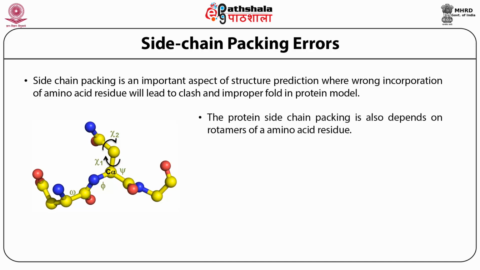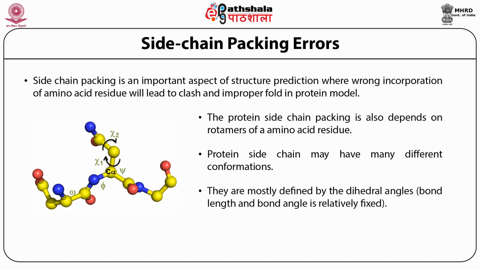So protein side chain packing always depends on the rotamers of the amino acid residue. A protein side chain may have different conformations, different rotamers. They are mostly defined by the dihedral angles, as the bond length and bond angle are relatively fixed. So most of the time the side chain conformation depends on the dihedral angles. That means it depends on whether the residue is lying on a helix, a beta strand, or a loop. So the rotamers of the side chain will depend on the location. Basically it depends on the dihedral angles of the side chain.